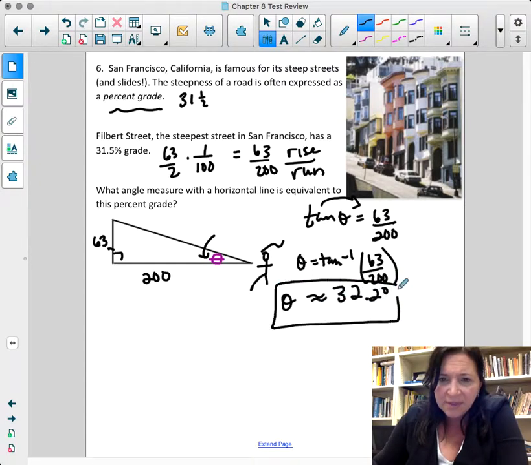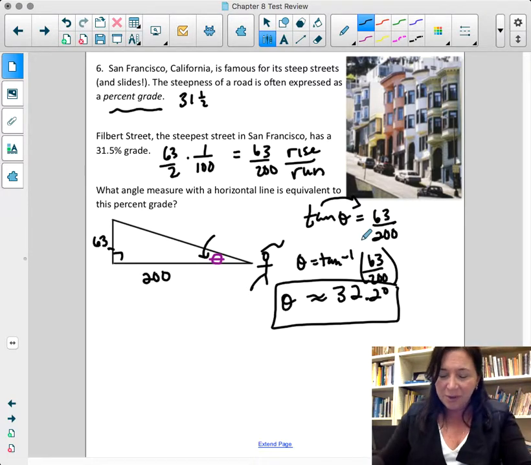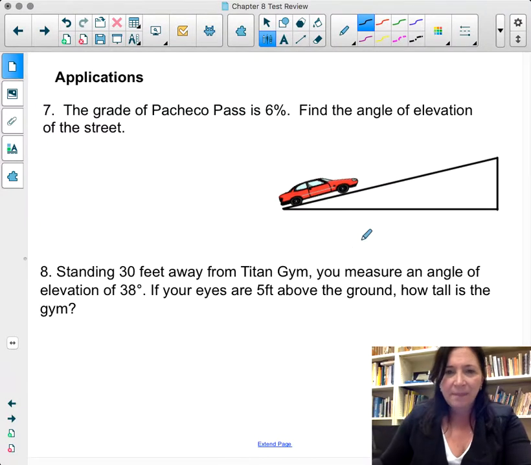So that angle is 32 degrees. That's crazy. Anyway, that's how you do that.